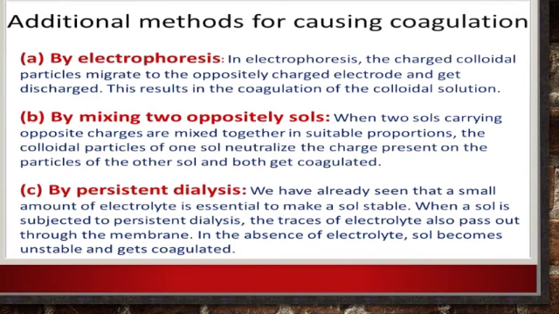The next one is persistent dialysis. We studied that a small amount of electrolyte is essential to make a sol stable. But when a sol is subjected to persistent or prolonged dialysis, the traces of electrolyte also pass out through the membrane. And in the absence of electrolyte, the sol becomes unstable and gets coagulated.